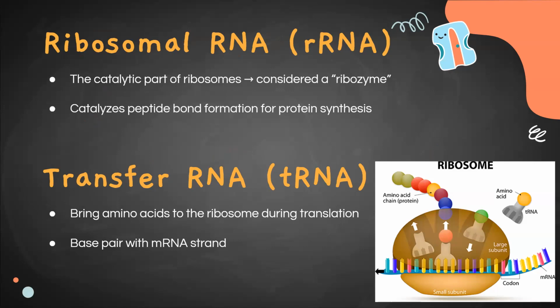So tRNA, transfer RNA, is going to bring these amino acids over. It's going to bond complementary to the codon that codes for whatever amino acid it carries. And then again, the ribosome, which is made up of ribosomal RNA, is going to catalyze that peptide bond and create a chain. It's going to link amino acids to the peptide chain.